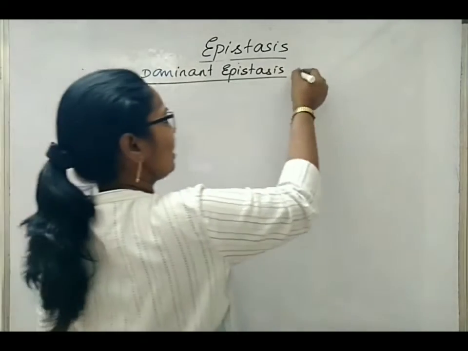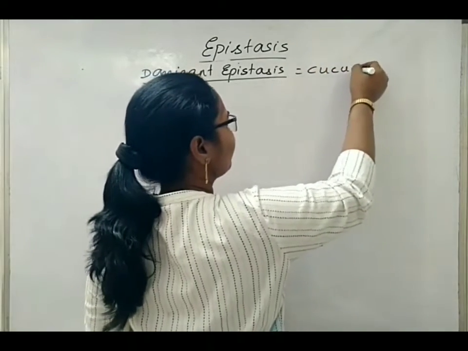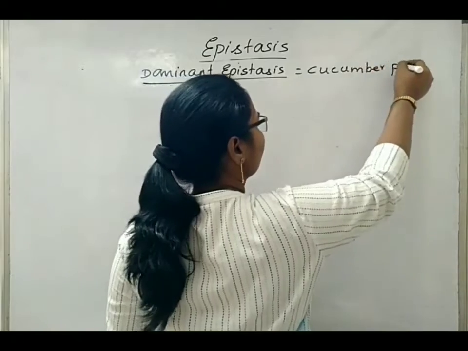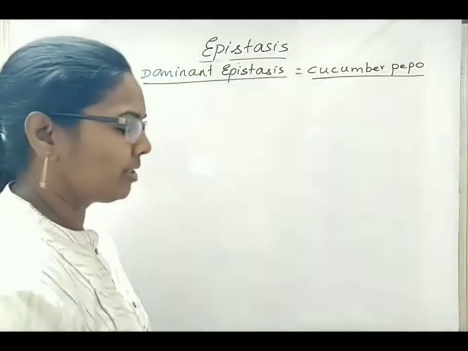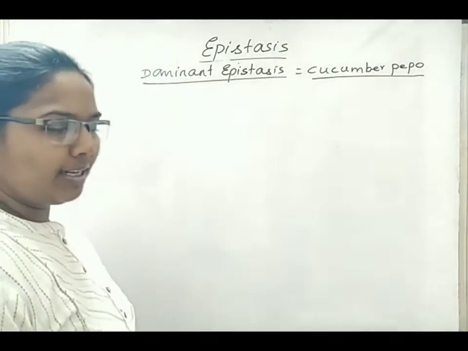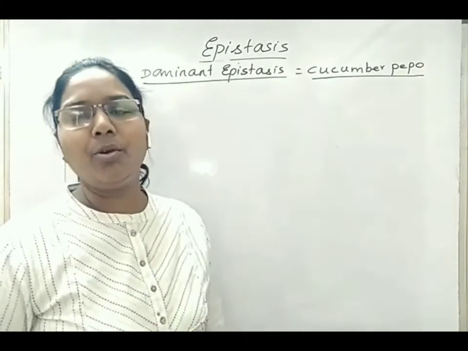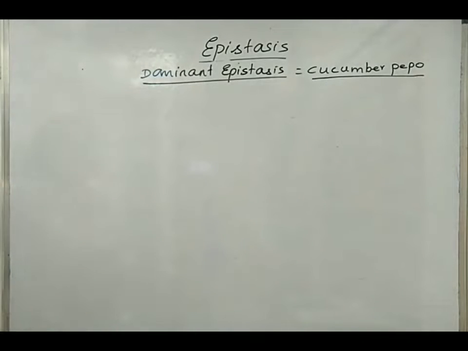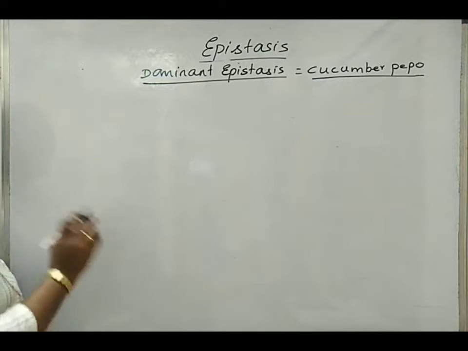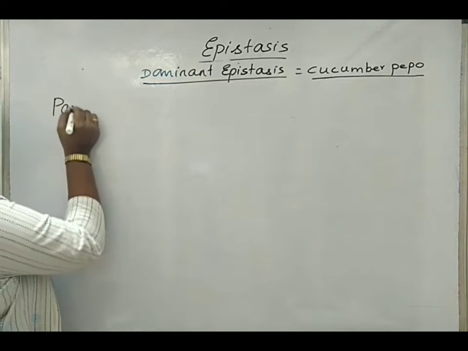Under this one, the example is cucumber pepo. Cucumber pepo has two different colored flowers. One type is white colored flowers and another type is yellow colored flowers. Now, what are the allelic forms of such types of colored flowers, or the genes that are present in those flowers? Now, take out the parents.